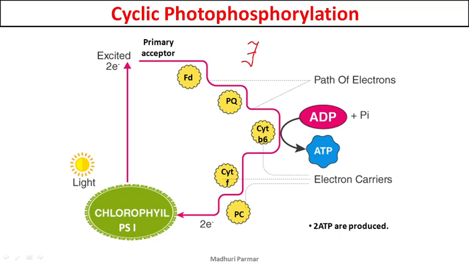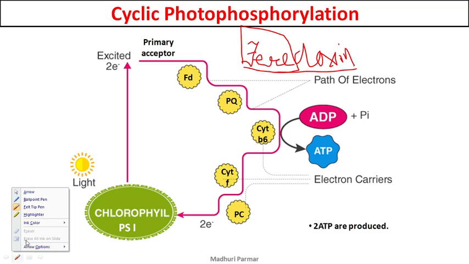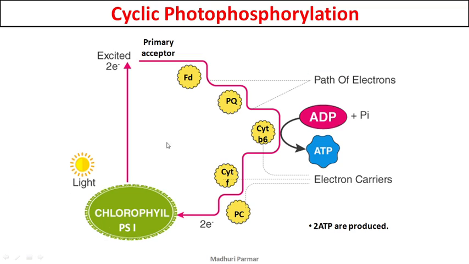ferre comes from ferrous, and doxin. So redoxin means it is undergoing redox reaction, reduction and oxidation. And ferre means it has iron. So the name is ferredoxin. Clear? So from the primary electron acceptor, it will pass to the first electron transporter, which is ferredoxin. Ferredoxin will give it to PQ.